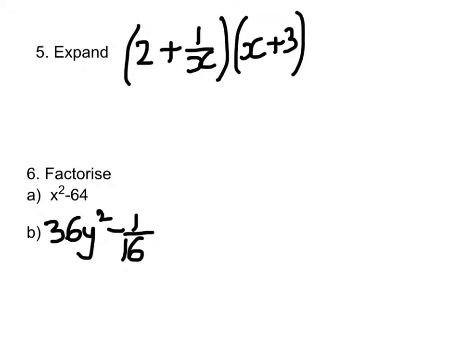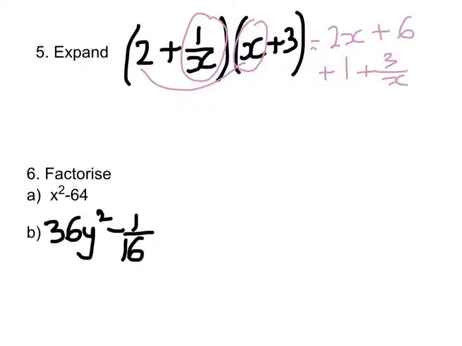Alright, last expanding one for today. Expand (2 plus 1 over x) times (x plus 3). So 4 terms to start with, 2x plus 6 plus 1 over x times x will give me 1, plus 3 over x. So we've got a doubled up type of term in there, but it's a number, so it feels a little bit different from our usual one. So 2x plus 7 plus 3 over x. Last two for the day.